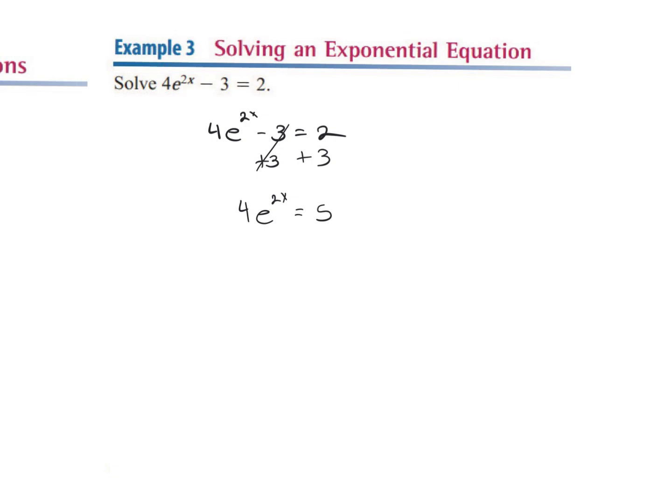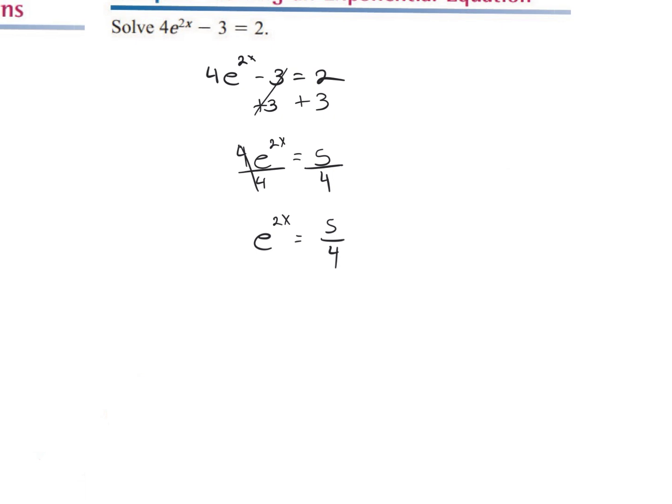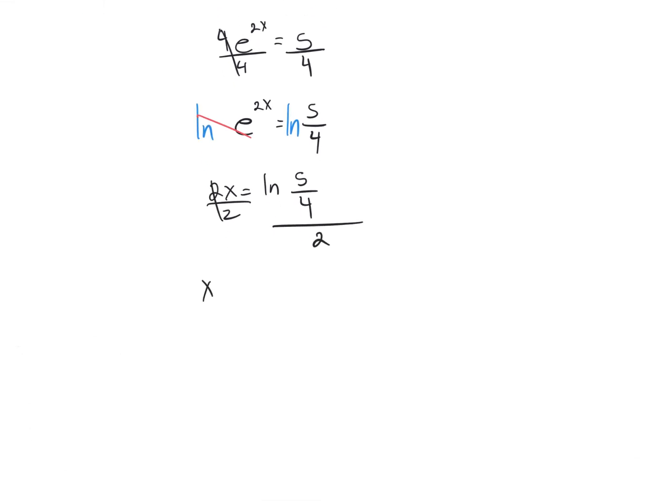Afterwards, I want to make sure that e to the 2x power is by itself, so I'm going to divide it by 4. And we get e to the 2x is equal to 5 over 4. Now, I can get rid of that e by adding an ln to both sides. That will cancel my ln and my e. So I would be left with 2x is equal to ln 5 over 4. Now I have one more step, which is divide by 2, and divide the whole thing by 2. So you're left with x is equal to ln 5 over 4, all over 2.